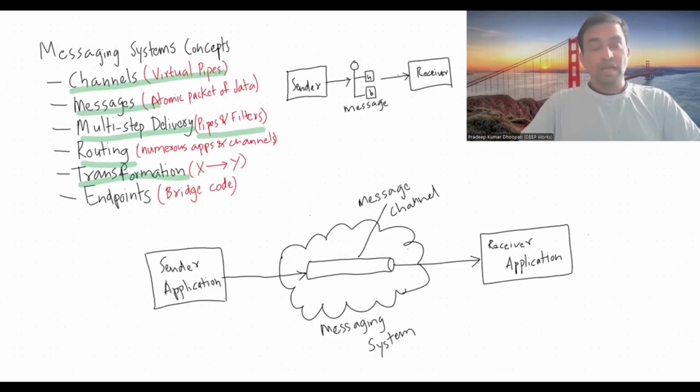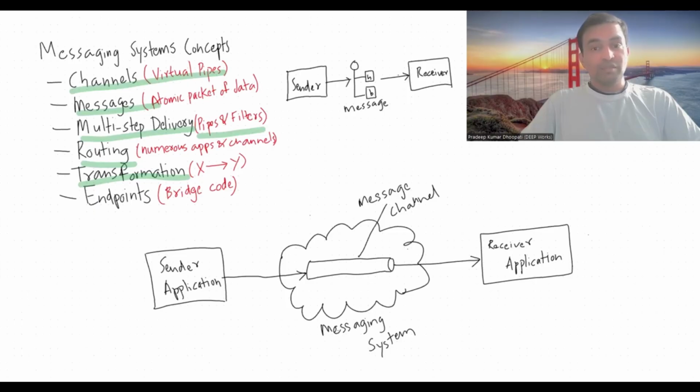Then we should have some additional messaging components between the sender and the receiver, which will transform the X message to a Y message and send it to the receiver. This will make sure that the sender and receiver are decoupled, and also they are not overburdened by transforming the message.